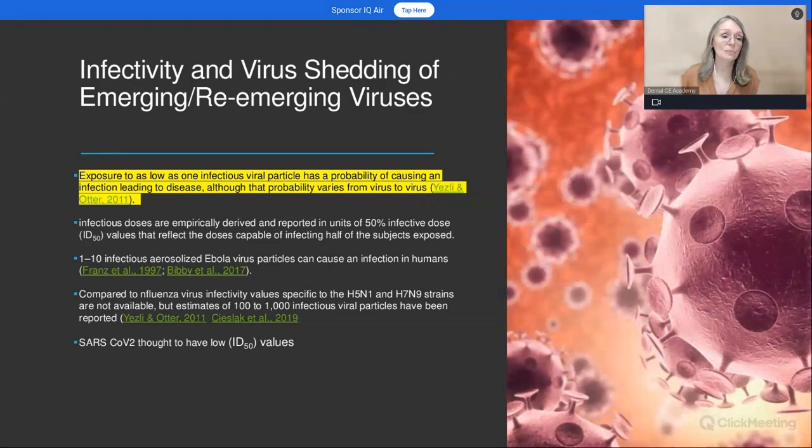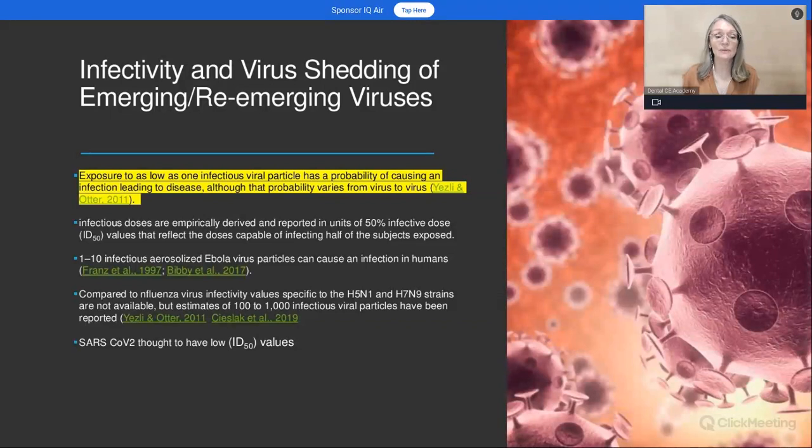Infectivity, again: exposure to as low as one infectious viral particle has the probability of causing an infection leading to disease, although that probability varies from virus to virus. So we spoke about ID50, and these are values that reflect the doses capable of infecting half of the subjects exposed, 50% of the infective dose. Now, in the case of Ebola virus, for instance, 1 to 10 infectious aerosolized Ebola virus particles can cause an infection in humans. One viral particle.